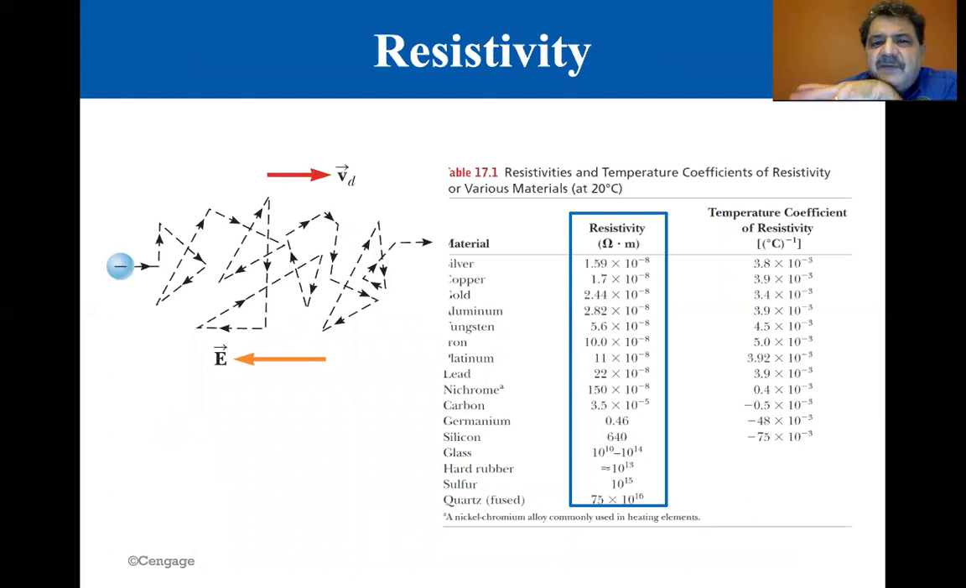Okay. Now, resistivity. Different materials have different resistivities. Boy, it's cut off part of the table here. I'll try to fix that. So this is a table right out of your book, the resistivities and the temperature coefficients of resistivity for various materials at 20 degrees C. 20 degrees C being about room temperature. I think when we measured it it was about 24 degrees. So you can see there's silver, copper, gold, aluminum, tungsten, iron, platinum, lead, nichrome, carbon, germanium, silicon, glass, hard rubber, sulfur, and quartz. And you can look at the resistivity in ohm meters. So for silver, 1.59, copper, 1.7, gold, 2.44, aluminum, 2.82.